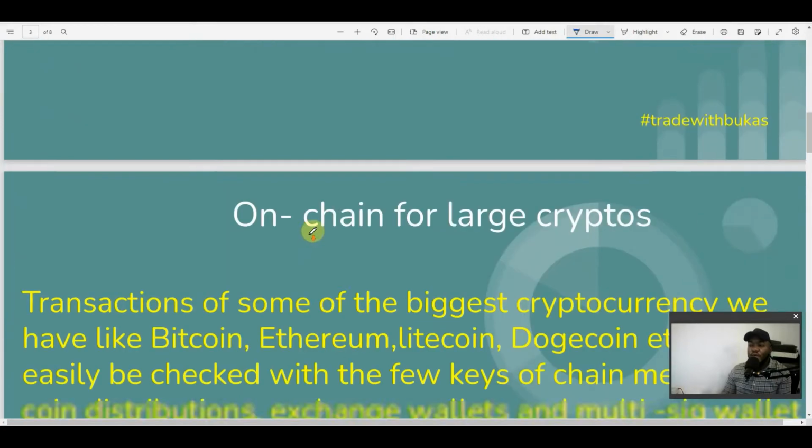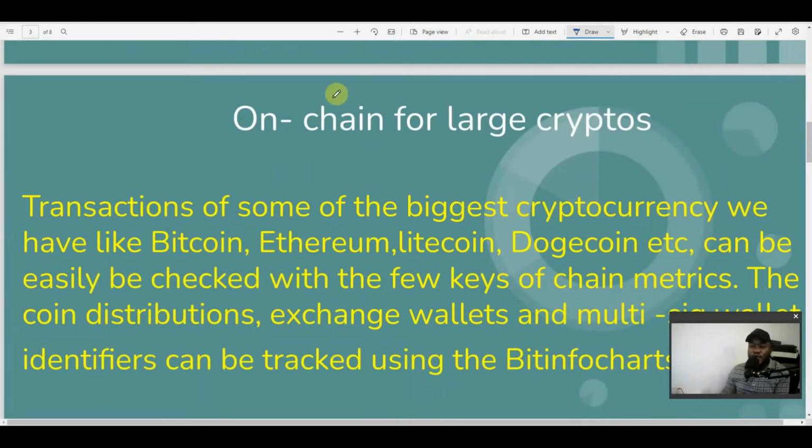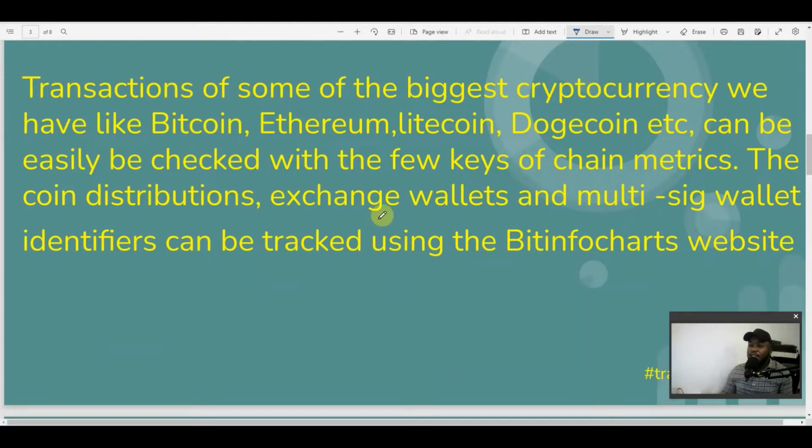Okay, now the first step in this video, because it's step by step, is on-chain analysis for what? For large cryptos. This analysis involves the tracking of transactions going on in the large cryptos that we have, like Bitcoin, Ethereum, Litecoin, Dogecoin, etc. All these things can easily be checked with a few clicks of chain metrics. The coin distribution, the exchange wallet, the multi-sig wallet identifier can be tracked using what? The Bitinfocharts website.